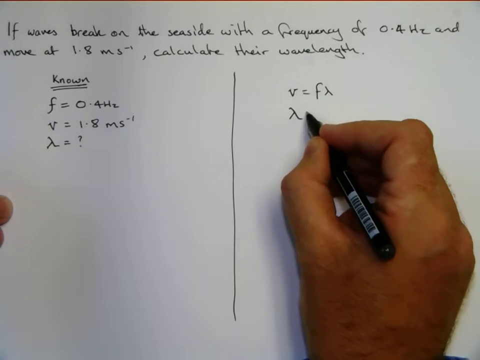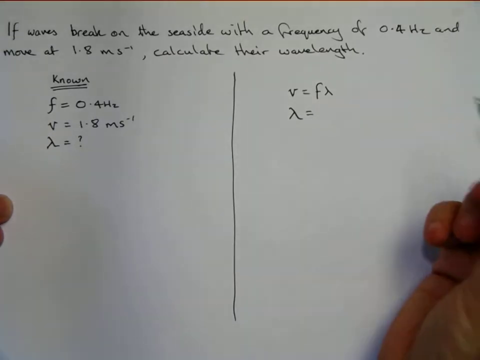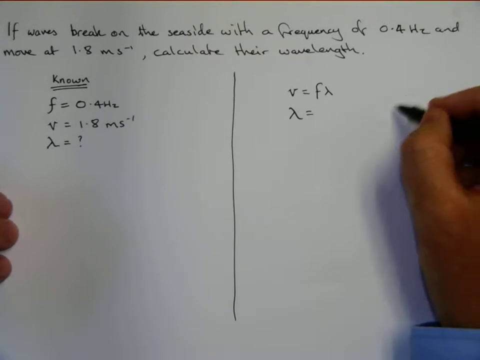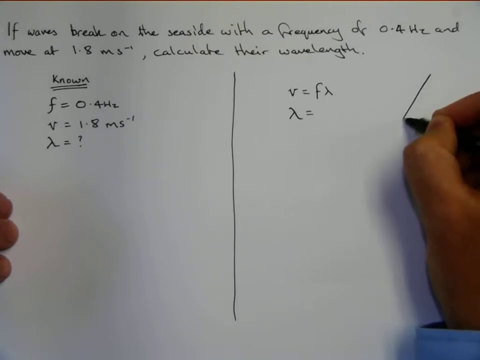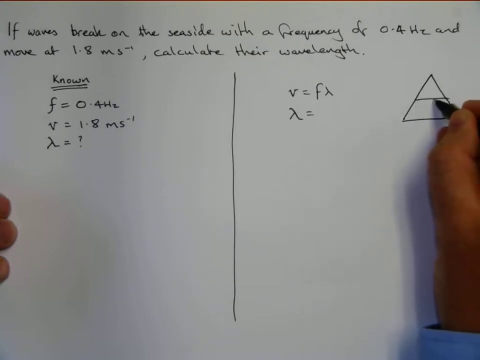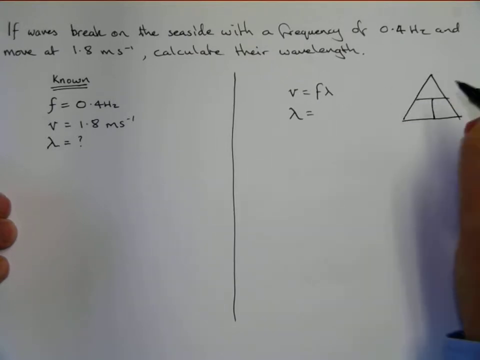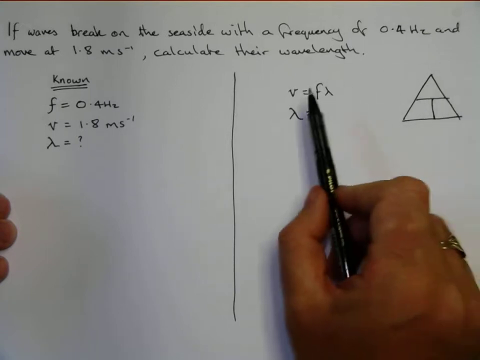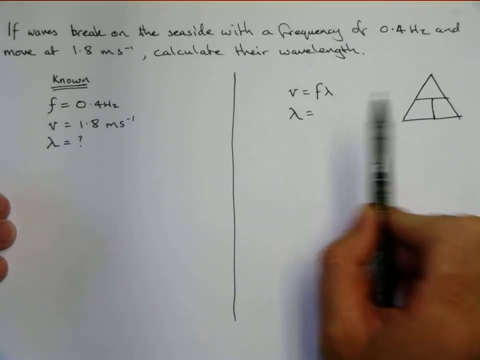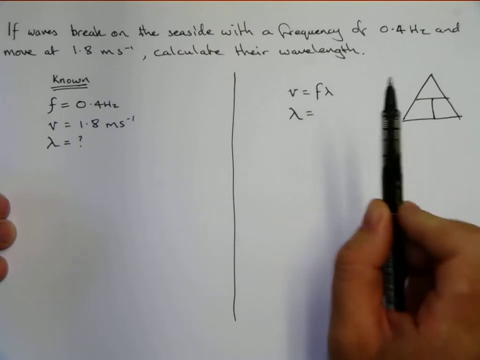So how do we get lambda at the front? Well, one approach is simply to use the triangle, and I'll show you how to do that. So we draw a triangle. It doesn't have to be anything fancy, just a rough sketch. And what we do is we put these three letters into the triangle, but you can't just put them in any old place, they've got to go in a particular place. And here's how we do it.